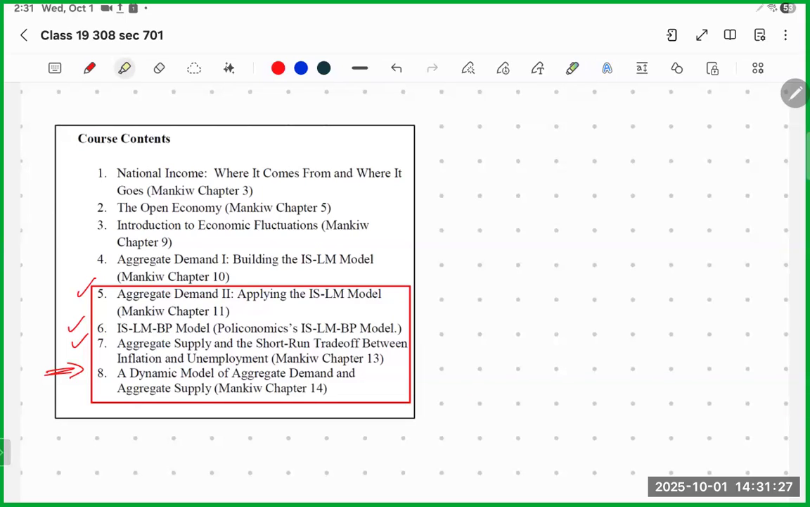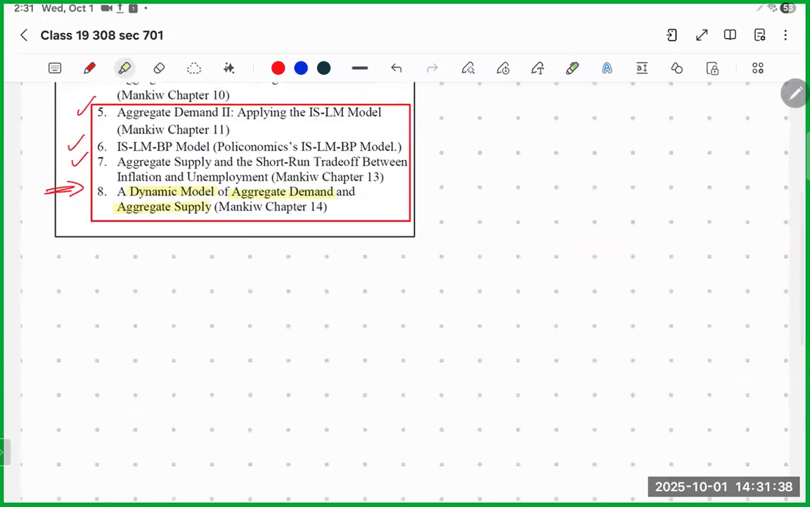Chapter 8 is going to be about the dynamic model. We're going to have dynamic aggregate demand and dynamic aggregate supply. Okay, so let's start.